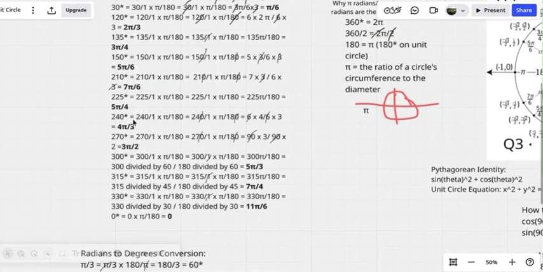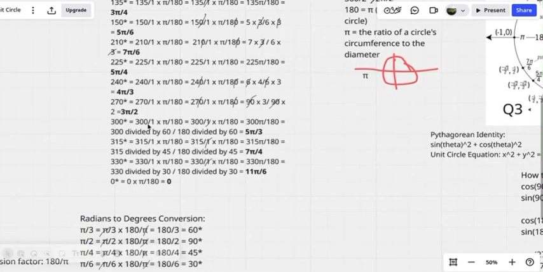Now 240 degrees in radians is 4 pi over 3. And then you just do the same thing. Cross cancel the degrees and the zeros. 6 times 4 is 24. 6 times 3 is 18. So you cross out the 6's, and you're left with 4 and the 3. 4 pi over 3 radians.